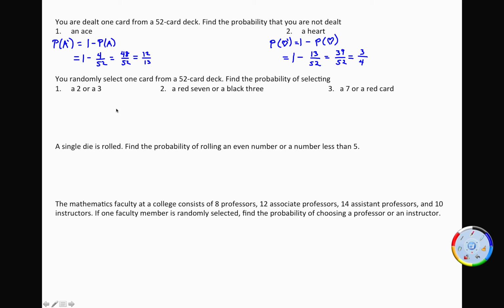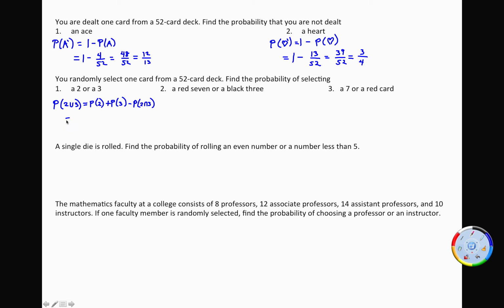You randomly select one card from a 52 card deck. Find the probability of selecting a 2 or a 3. All right, probability that you get a 2 or a 3. Well, that's a formula, remember. It's the probability that you're going to get a 2 plus the probability that you're going to get a 3 minus the probability that it's a 2 and a 3.